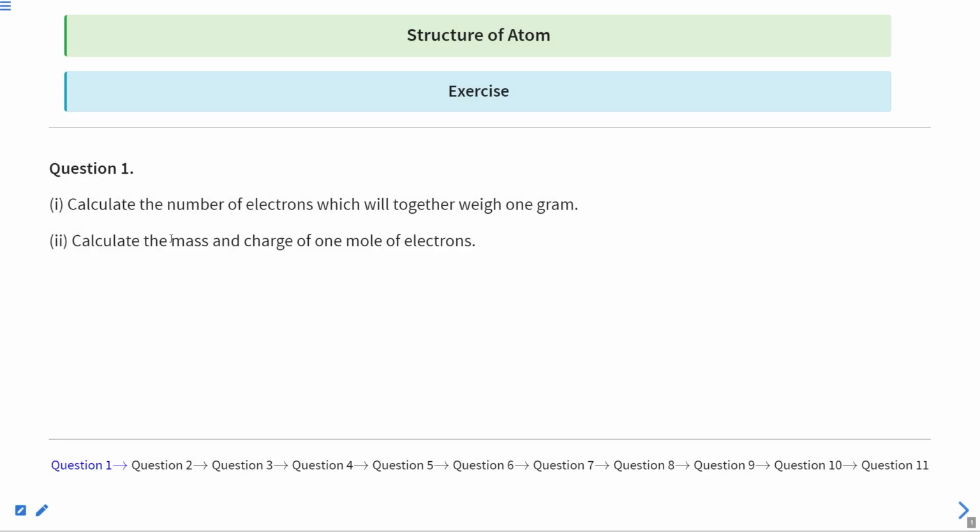So let us start with this NCERT exercise of structure of atom. The first question says: calculate the number of electrons which will together weigh 1 gram. What do we have to calculate? We have to calculate the number of electrons which will together weigh 1 gram. Second question: calculate the mass and charge on 1 mole of electrons. So first let us do the first question. What does it say? That we have to calculate the number of electrons which will together weigh 1 gram.